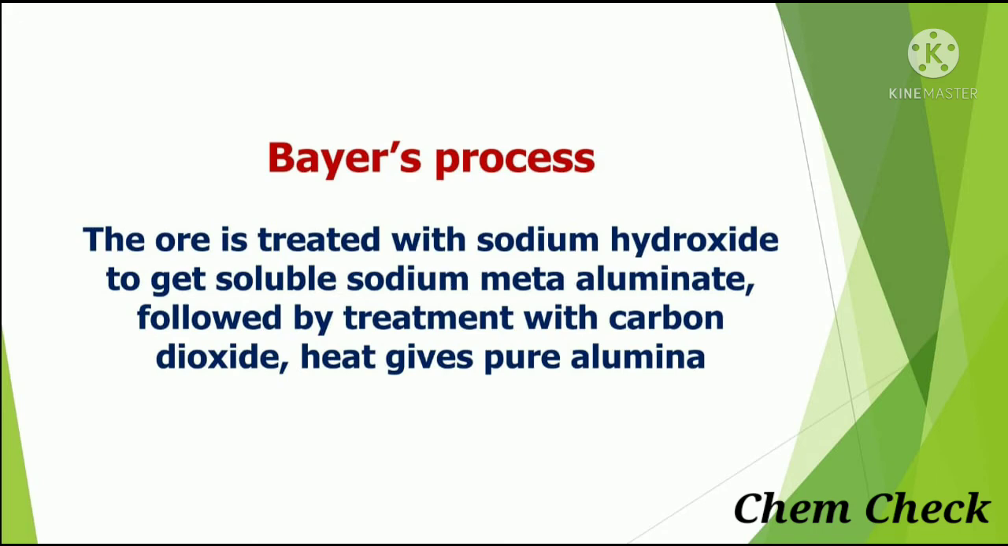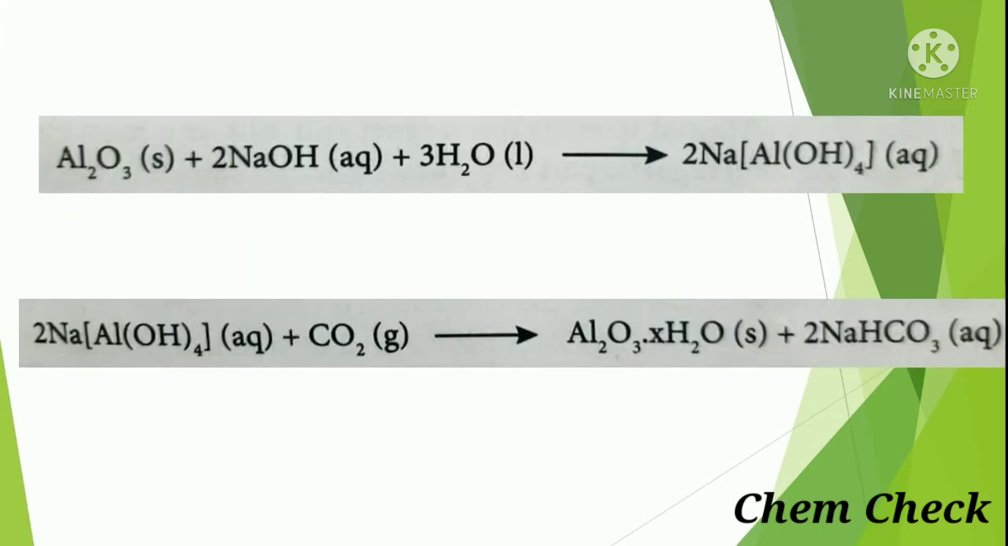Now this sodium metaaluminate solution is cooled, filtered, and neutralized by passing carbon dioxide gas. When you do so, we get a hydrated aluminium oxide precipitate. This is further filtered and heated, and when you maintain a temperature of around 1670 Kelvin, we get pure alumina. So in this method called alkali leaching, we have concentrated bauxite ore by a method called Bayer's process. So we have to remember the equations involved here.